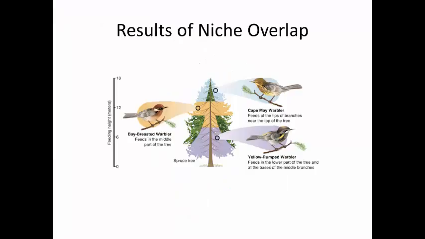Another result of niche overlap would be niche separation or partitioning. Here we're looking at 3 species of warbler that use the same spruce tree. What has happened here is instead of competing for use of the entire tree, they have subdivided the tree into sections. The Cape May warbler near the top, the yellow-rumped warbler at the bottom, and the bay-breasted warbler in the center of the tree. By regionally separating the tree, they are separating their niches, and therefore reducing competition.